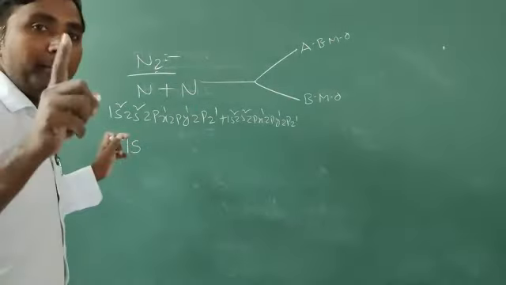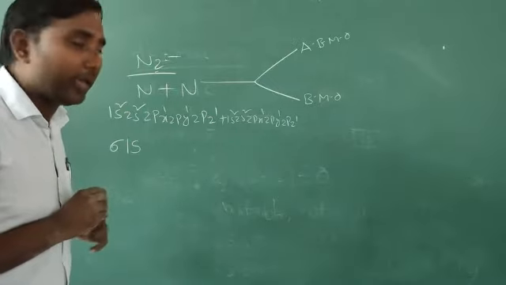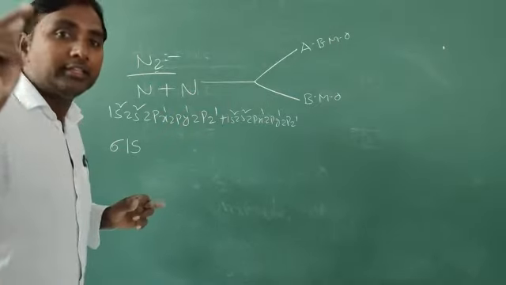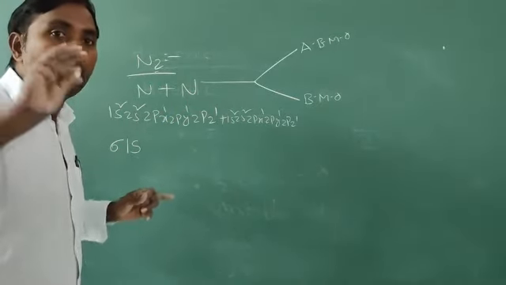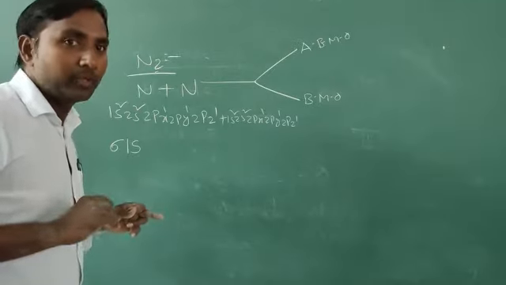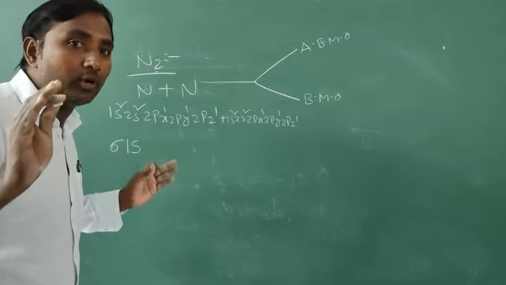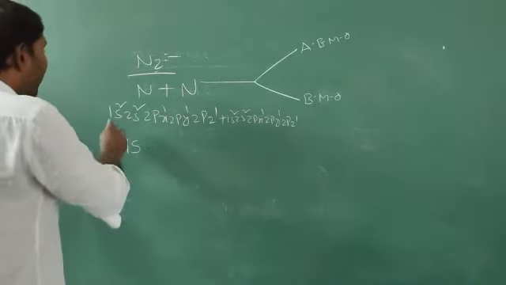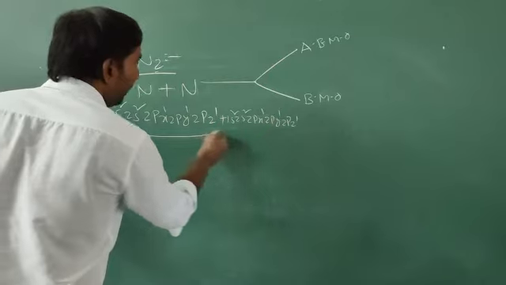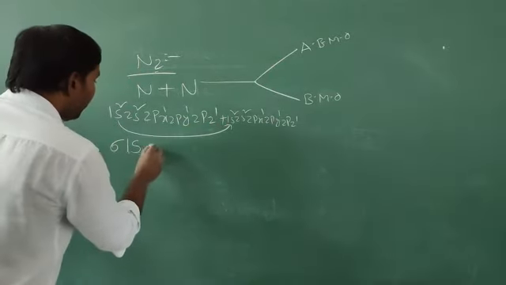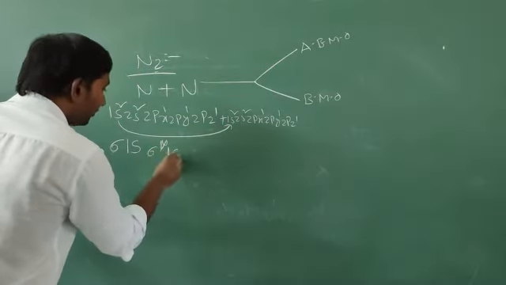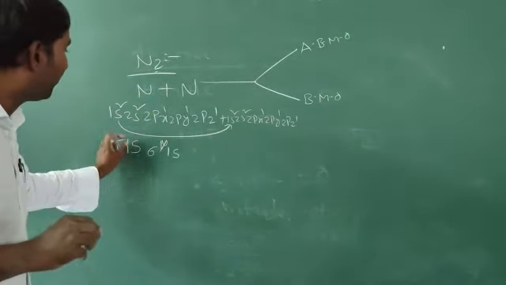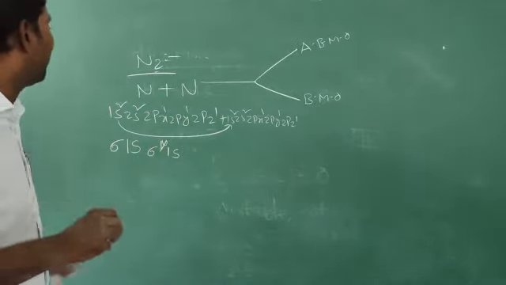Listen, only same-energy orbitals undergo overlapping. 1s only overlaps with 1s, 2s only with 2s, 3s only with 3s. Understand? 1s never overlaps with 2s. Same-energy orbitals only overlap. That's why here it is 1s only. So 1s2 and 1s2 give sigma 1s and sigma star 1s. 2 plus 2, 4 electrons: 2 electrons enter into bonding sigma 1s, and 2 electrons enter into sigma star 1s.